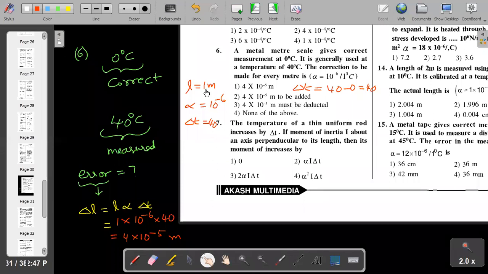Already in last class, I discussed how to handle those situations. And suppose you are taking less than 0, then you have to subtract, deduct. And here the correct temperature is 0 and measured is at 40. So the error has to be added, and our answer is the second option: 4 into 10 power minus 5 meter to be added.